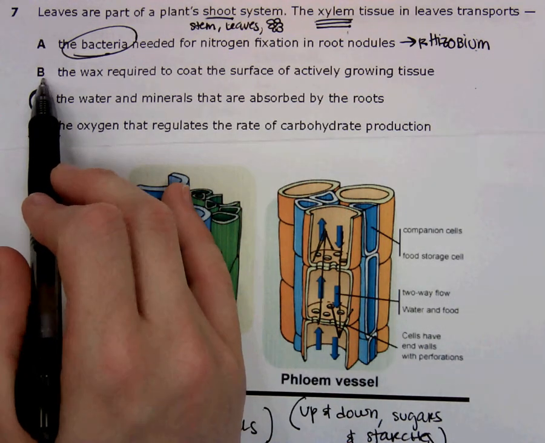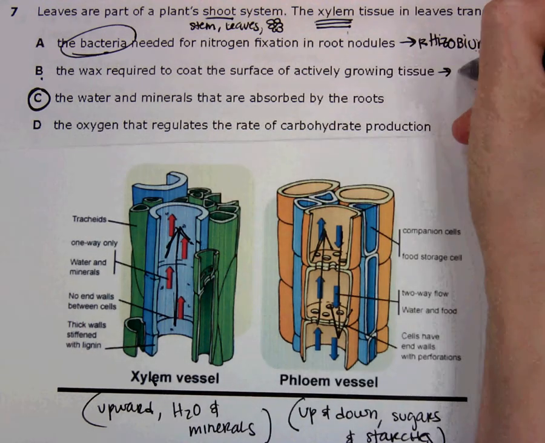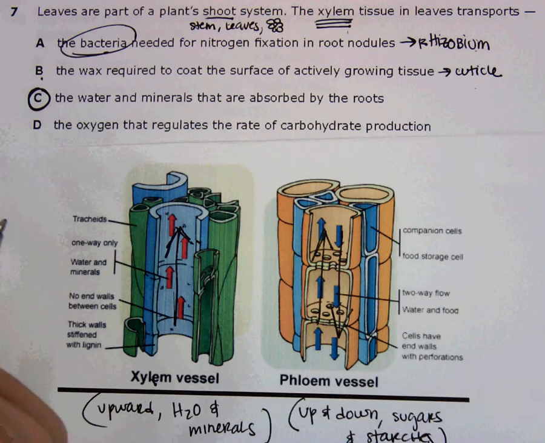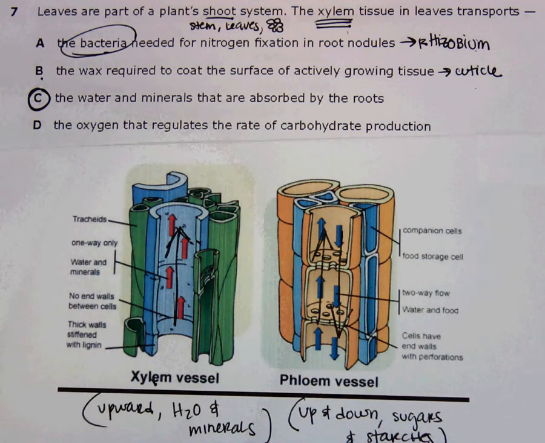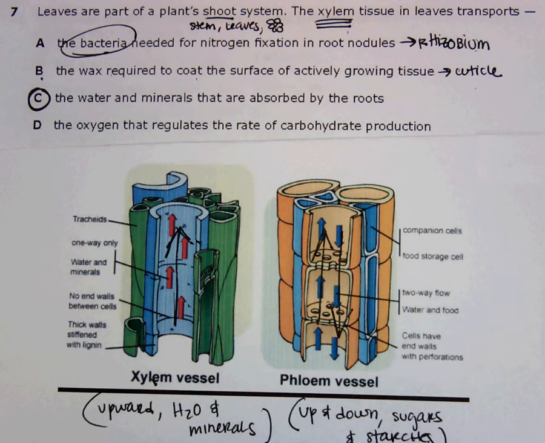B, the wax required to coat the surface of actively growing tissue, that is known as the cuticle, that is on the outside. You can think of the cuticle that protects the base of your nail, okay? And so this wax coats the surface to protect it.